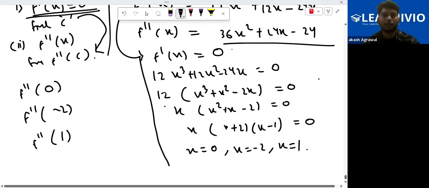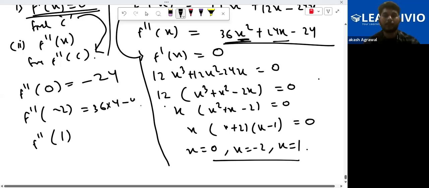We have already differentiated, so you have to put these values in this function. If you find f double dash 0, it will be 0, and minus 24. For minus 2, it is positive, right? 36 times 4 minus 48 minus 24. So this is 144 minus 72, and f double dash 1 will be 36 plus 24 minus 24.